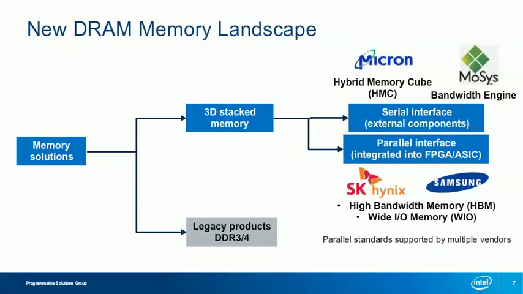So what new innovations are available to help meet these needs? Moving beyond legacy DDR memory, the industry is moving to a number of competing standards for 3D stacked memory. Stacked memory is appealing because it provides large capacity in a small form factor. The standards for 3D stacked memories can be divided into two groups. Serial interface memory, such as Micron's hybrid memory cube and the MoSys bandwidth engine, use high-speed transceivers and fewer signals, allowing them to still be used as external components. Parallel interface memory standards, such as high bandwidth memory and wide I/O memory, still use wide buses for high bandwidth, so they are usually integrated directly into the computing device to avoid the issues involved with long board traces.